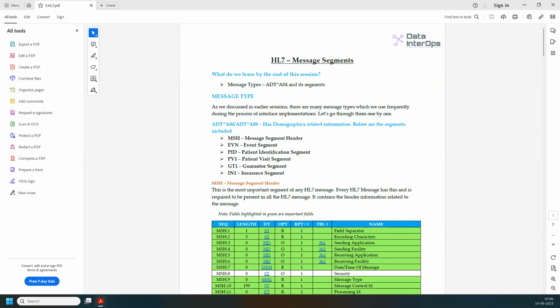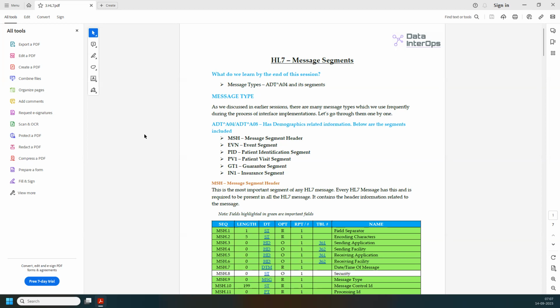So today we will begin with taking a look at the various message types. From yesterday's session, we have understood that HL7 messaging has many message types. Each message type is nothing but the name of the message, which will let us know what kind of event it is and what kind of data is going to be transacted in that specific event. For example, an ADTA04 message is related to demographic data, which is being sent from one system to another.